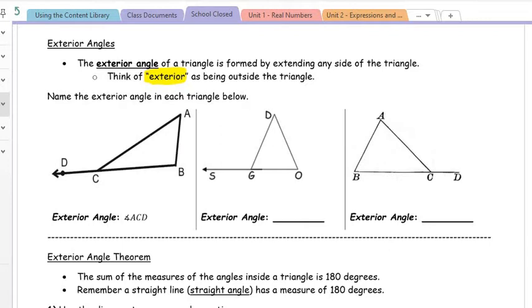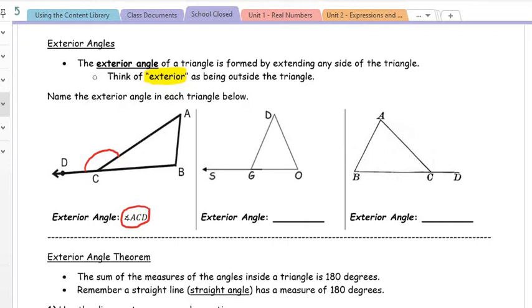So for the first one here, and you don't have to put these into Microsoft Forms, this is just to see where the exterior angle is. The exterior angle would be this one, and it's called angle ACD. That one's written in down here.